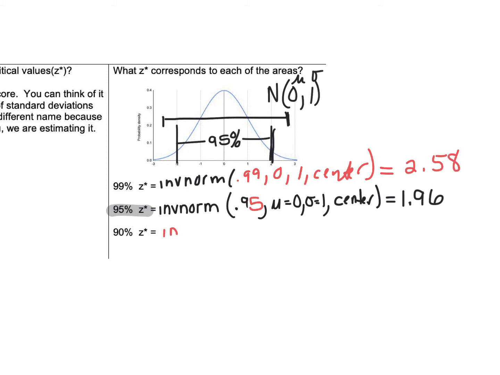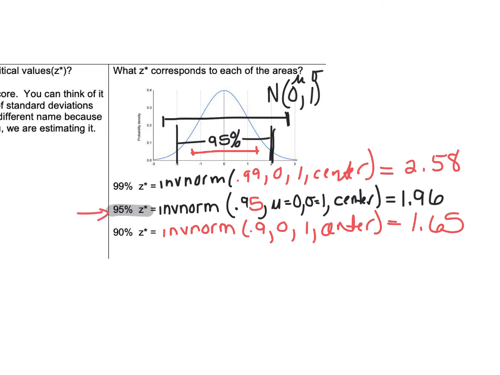All right. Another more common one is 90% confident. That would give you a narrower interval. So inverse norm, 0.9, 0, 1, and center. And that gives me approximately 1.65 for the critical value you will use in the formula. Okay, so the one you're going to end up using the most often is 95% confident. It comes up most in real life applications, so a lot of kids just start memorizing, oh, it's going to be 1.96 rather than doing it over and over on the calculator.